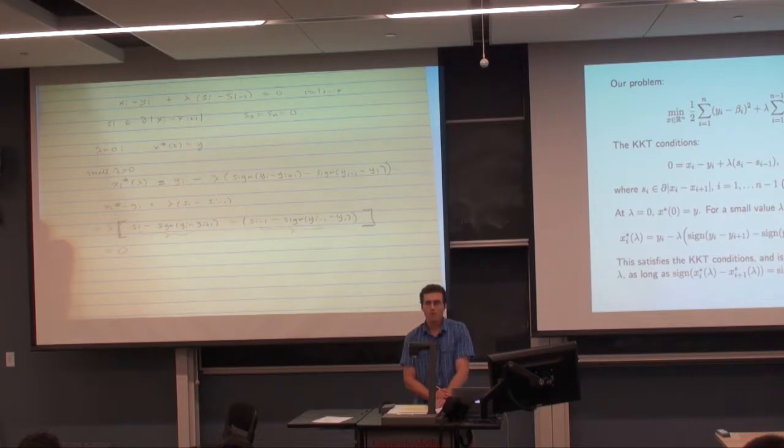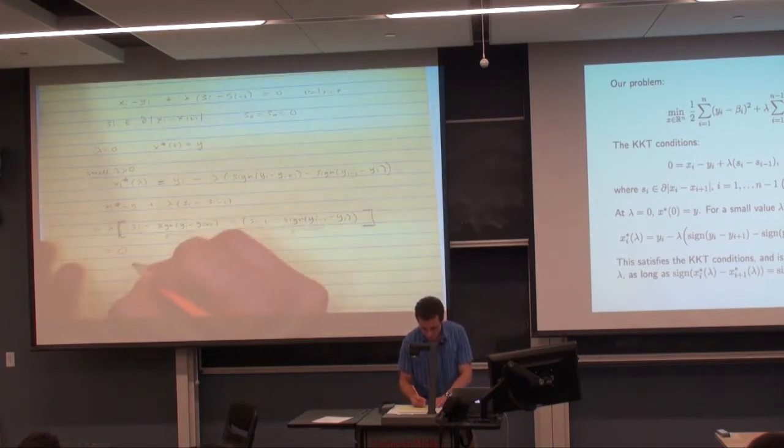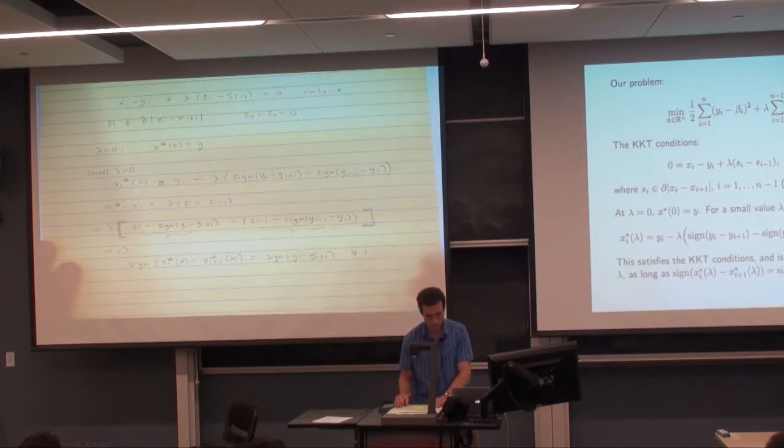Okay, but now the question is, is that a valid subgradient of x? Right, because we can't just take s to be whatever we want. It has to be actually a subgradient of x. In other words, we have to know that the sign of x_i star lambda minus x_{i+1} star lambda equals the sign of y_i minus y_{i+1} for any i.